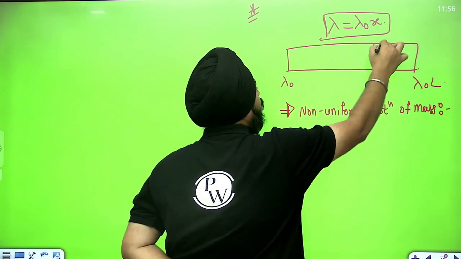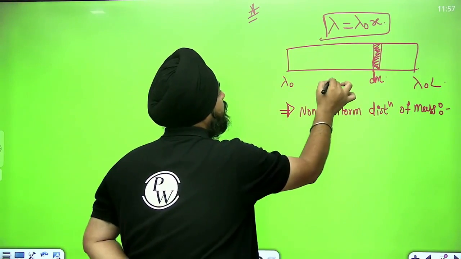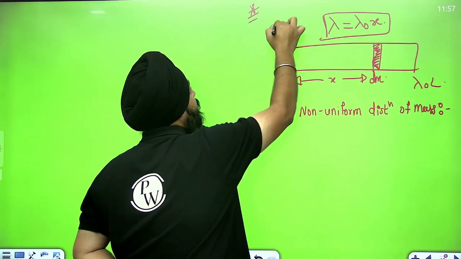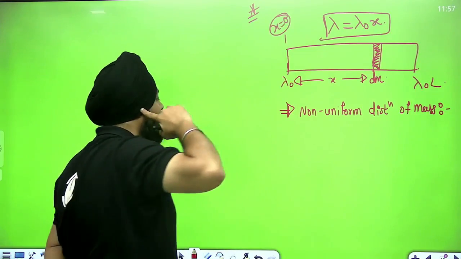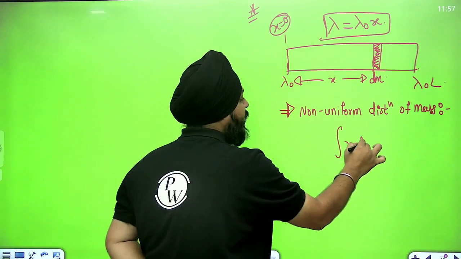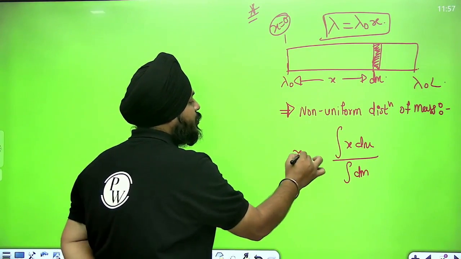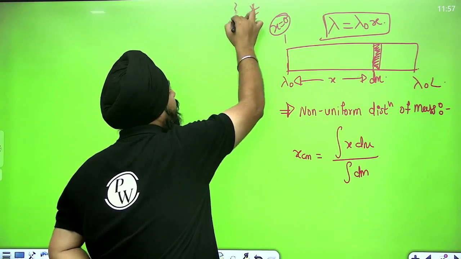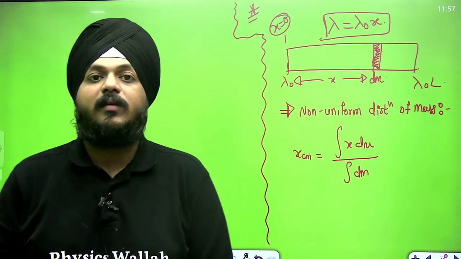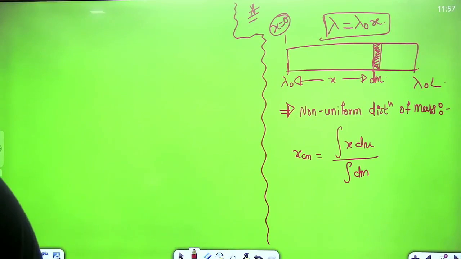Again, same thing, we are going to take one elemental mass. This is at the distance x. This will be our reference point, x is equal to 0. We are going to take the formula, integration of x dm whole divided by integration of dm. We are going to locate the position of the center of mass, yes or no? Right? Now what happens here?